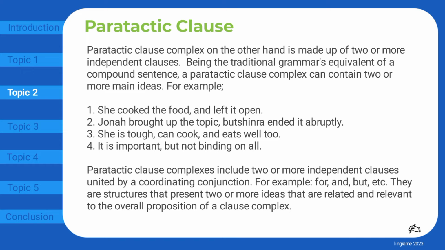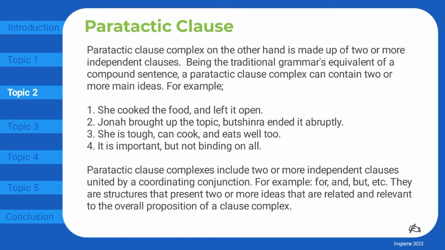Paratactic clause complex, on the other hand, is made up of two or more independent clauses. Being the traditional grammar's equivalent of a compound sentence, a paratactic clause complex can contain two or more main ideas. For example, she cooked the food, and left it open. Jonah brought up the topic, but Shinru ended it abruptly. She is tough, can cook, and eats well too. It is important, but not binding on all.